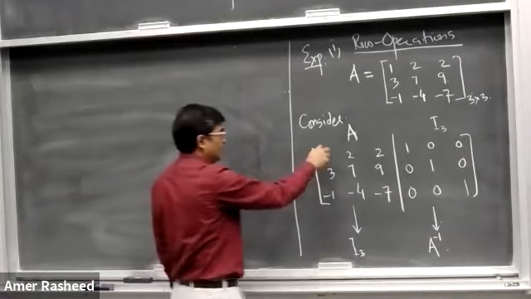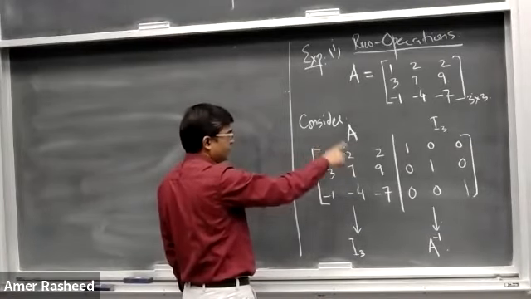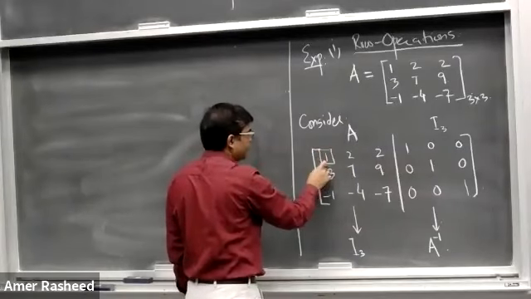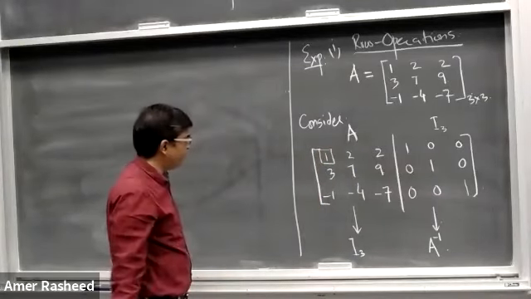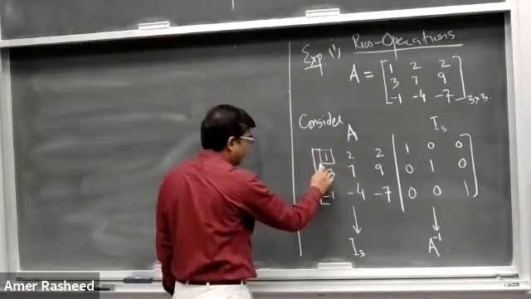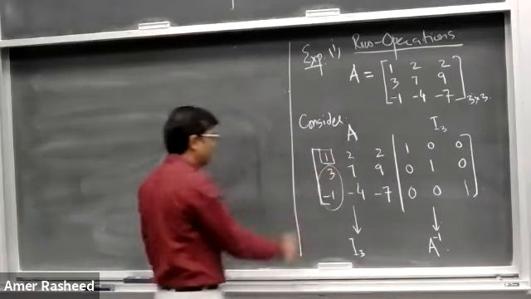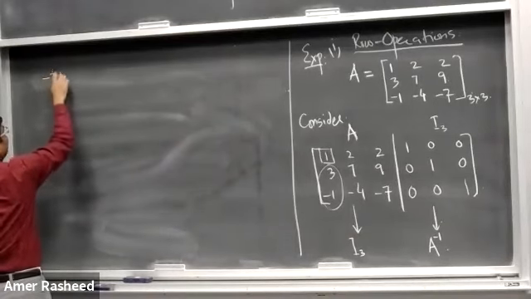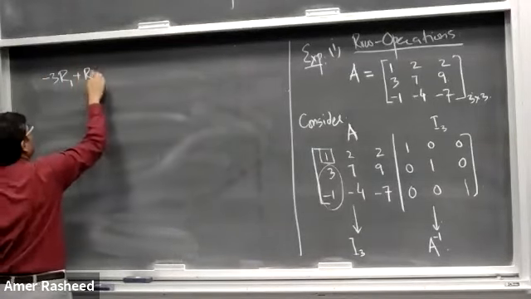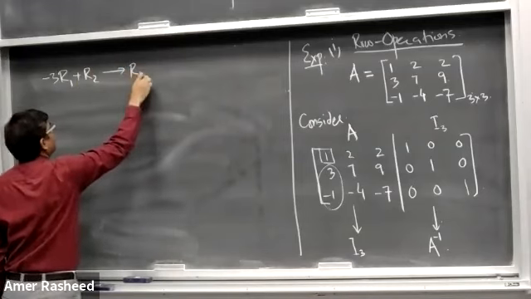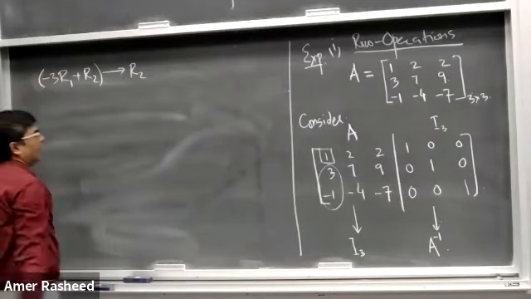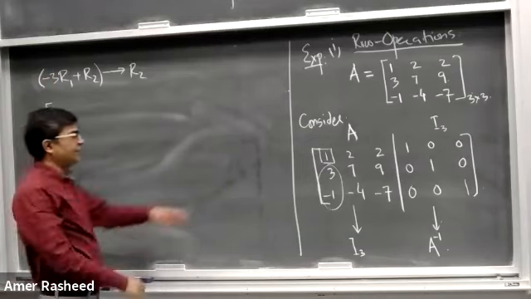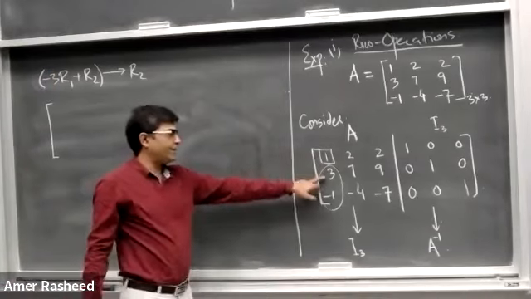Now, in order to reduce this matrix into reduced echelon form, first you have to make 1 here. So it's 1 already here. Now you are going to make zeros below this 1. So what operation do I need here? -3 row 1 plus row 2, and this will change row 2. I'm going to apply this operation in order to make 0 below this 1.